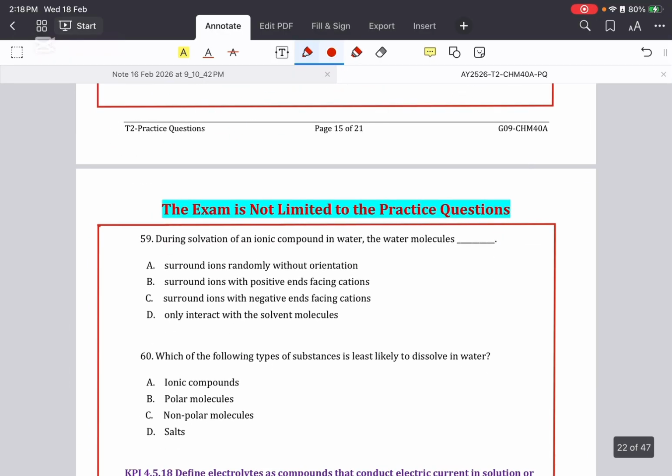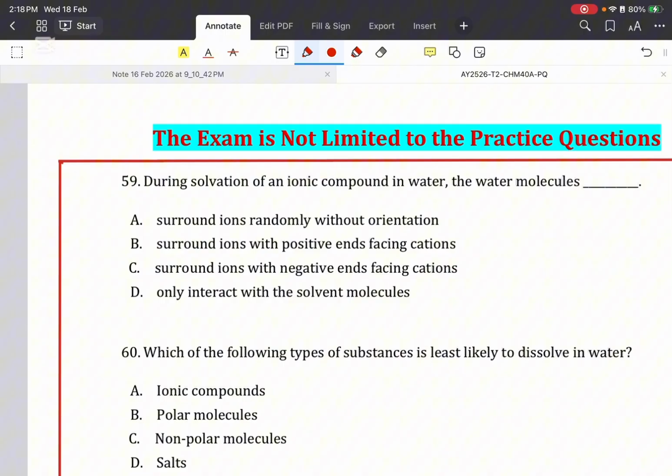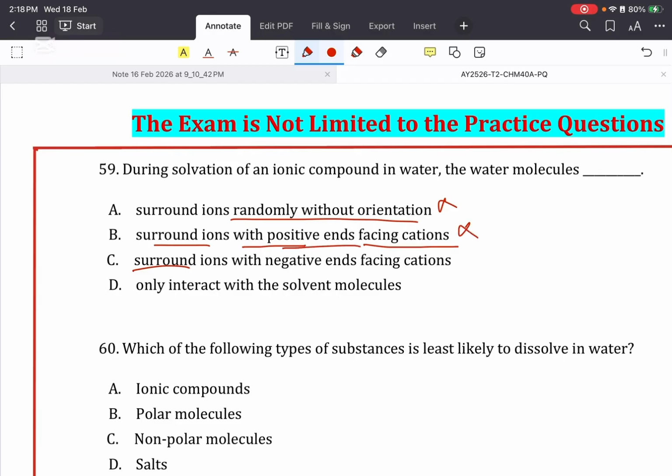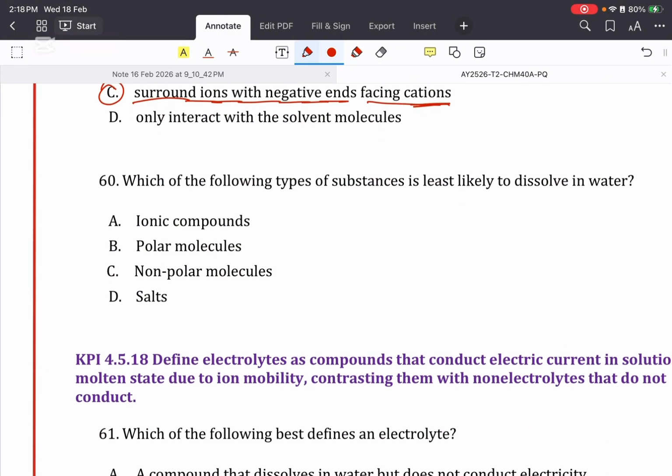During solvation of an ionic compound in water, water molecules, they do not surround randomly. So surround ions with positive ends facing cations? No, it's ions with negative ends facing cations. So it is C.